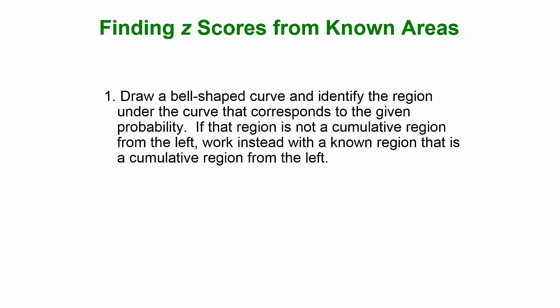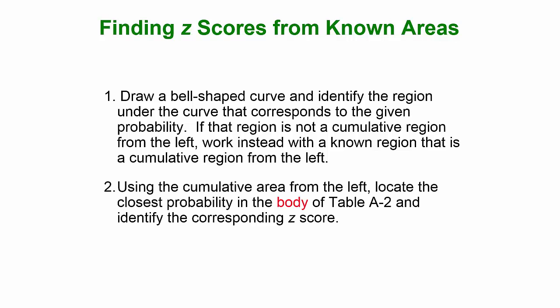So we draw a bell-shaped curve and we identify the region under the curve that corresponds to the given probability. If that region is not a cumulative region from the left, work instead with a known region that is a cumulative region from the left. Using the cumulative area from the left, we're going to locate the closest probability in the body of table A2 and identify the corresponding z-score. So what we're going to do now is practice backtracking. Like if I know that my percent is 95% to the left, I can backtrack and figure out the position of the z-score that corresponds to 95% area.